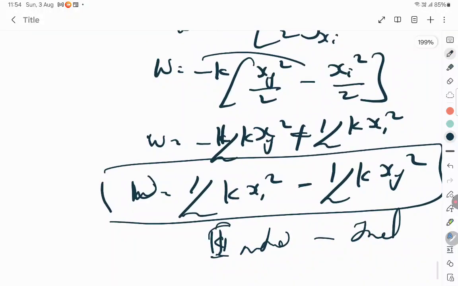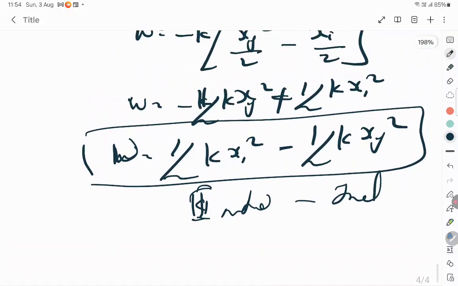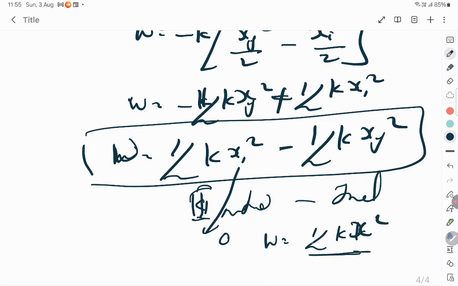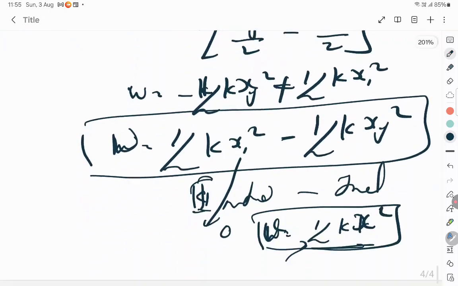Supposing you want to consider that the initial position is at the mean position 0. The work done will be simply half k x square. Considering it's moving through one distance x, the negative sign can be ignored, and this is the formula for the potential work done, which will always be equal to the potential energy of a spring, which can be called half k x square. The formula for potential energy is half k x square.